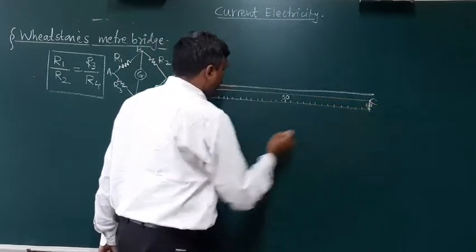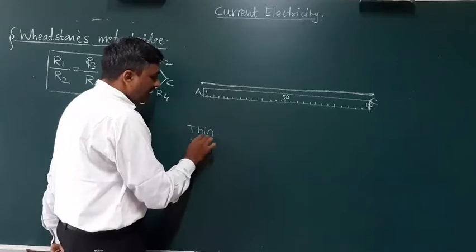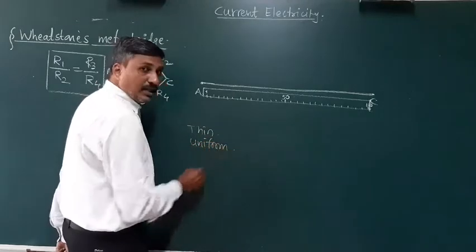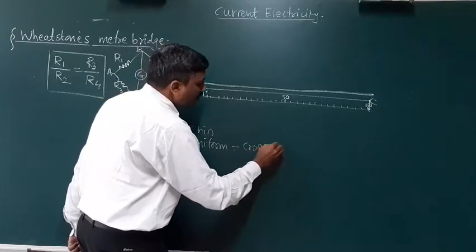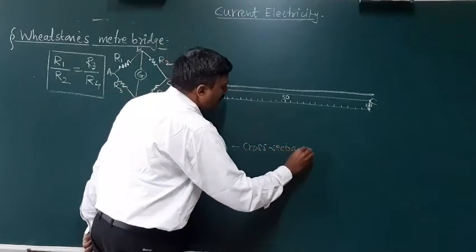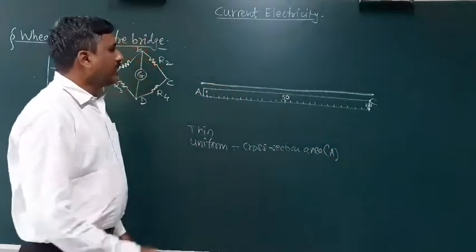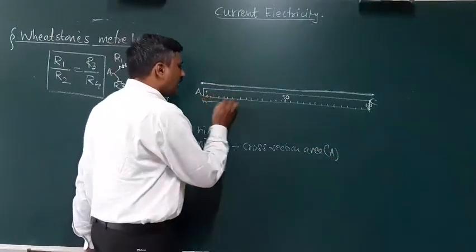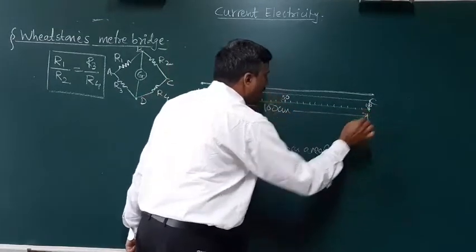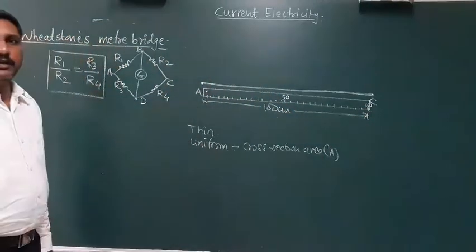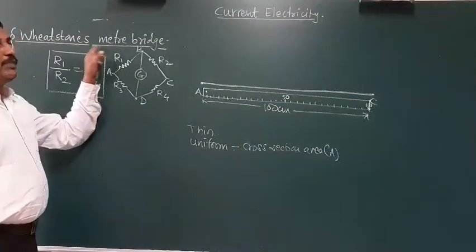This wire is thin. Secondly, the condition for the wire is that it is uniform. Uniform with respect to what? Uniform with respect to cross sectional area, that is capital A. The length of the wire is about 100 centimeter, and remember that 100 centimeter means 1 meter. So the name is a meter bridge.